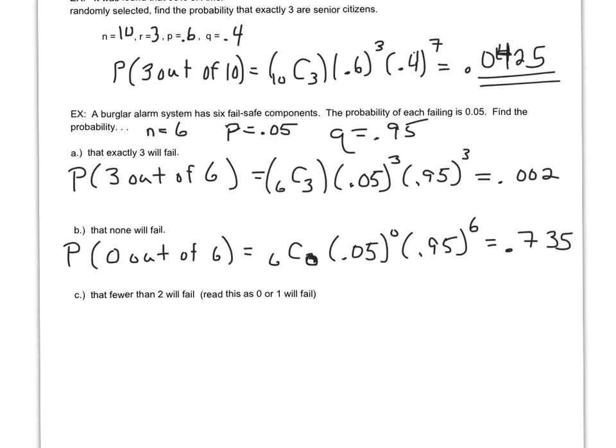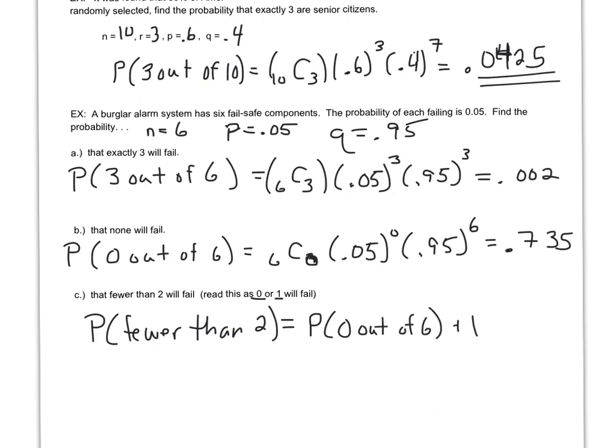Now, the last example says, what's the probability that fewer than 2 will fail? So let's look at the last one. It says the probability that fewer than 2 will fail. Now, we have to think about what fewer than 2 means. Fewer than 2 means under 2, so that would simply be 1 or 0. So all we have to do is take those individual probabilities and add them together. So 0 out of 6, which we already know the answer to, and the probability of 1 out of 6. So we have to find what those probabilities are.